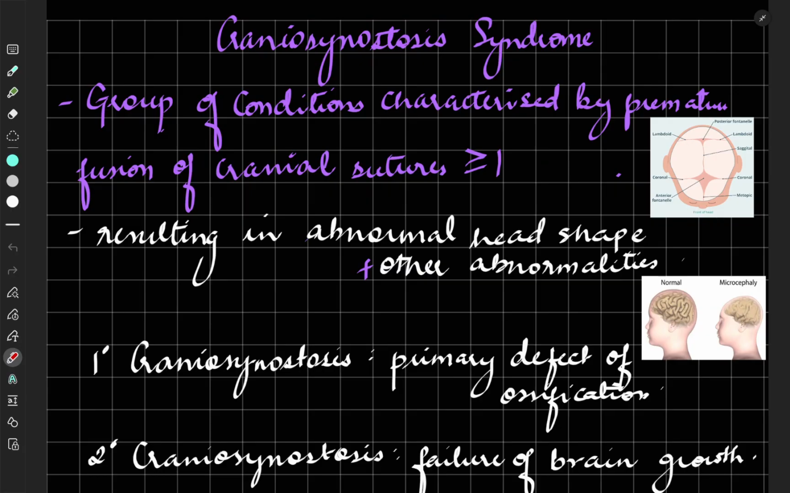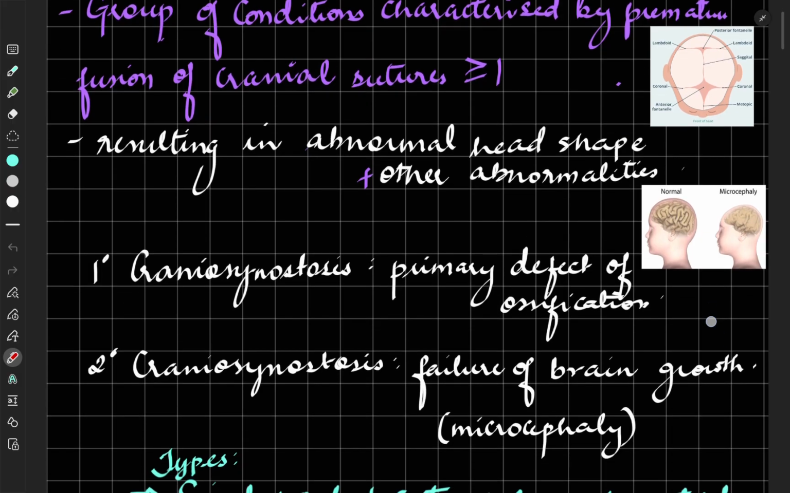So, a group of conditions characterized by premature fusion of cranial sutures is what is craniosynostosis. So there is premature fusion of the sutures. These are the sutures: rhomboid sutures, coronal sutures, sagittal sutures. There is premature, that is before time, fusion of these sutures. So there will be abnormal head shape plus other abnormalities. So if there is abnormal head shape, there will be a lot of names based on the head shape, which we will be covering in this video.